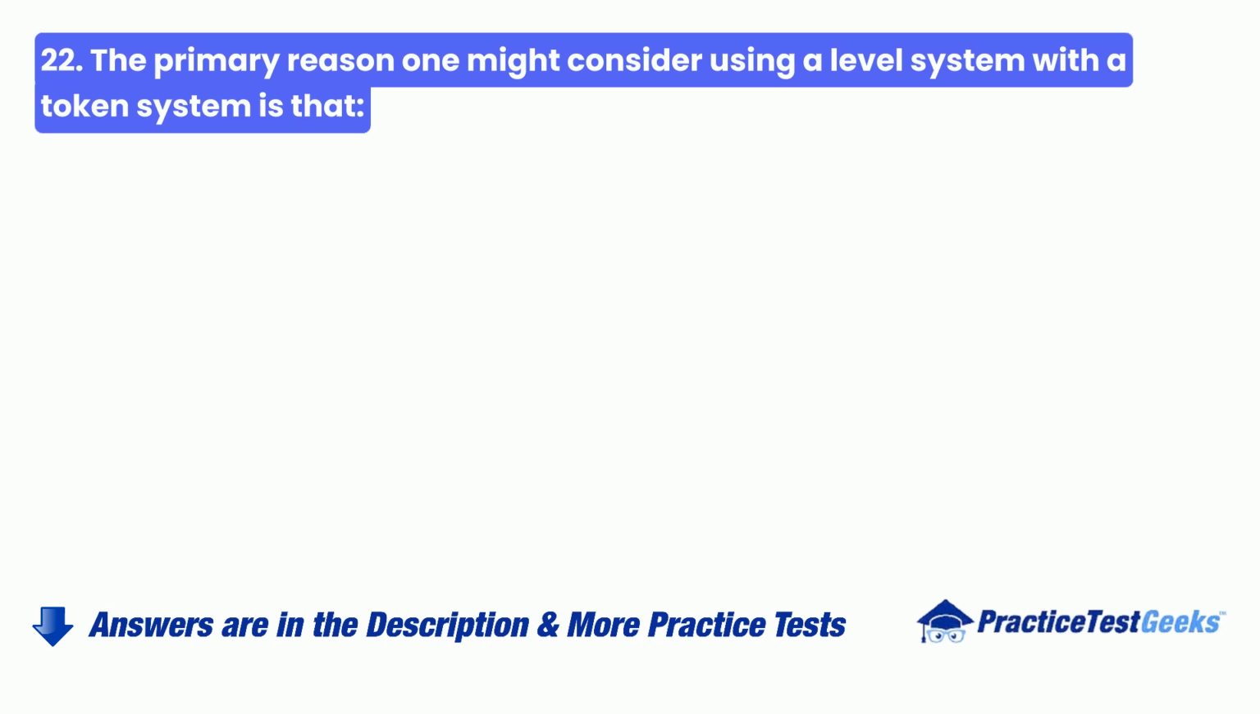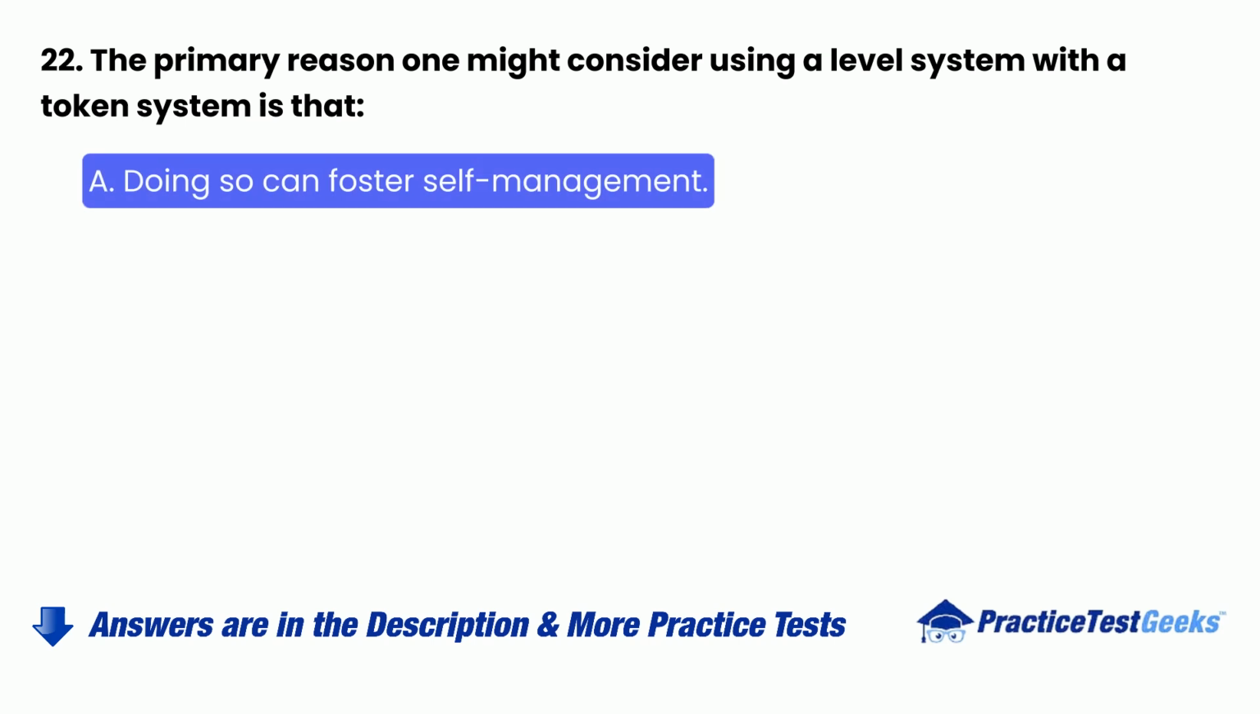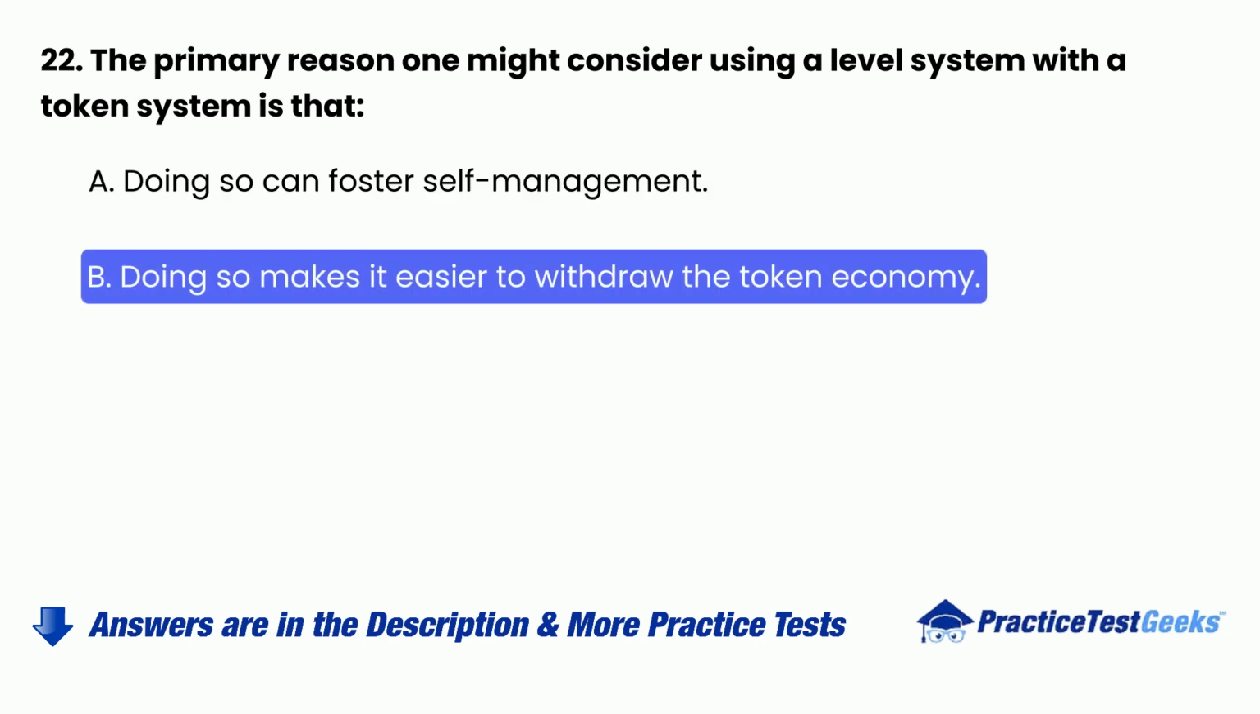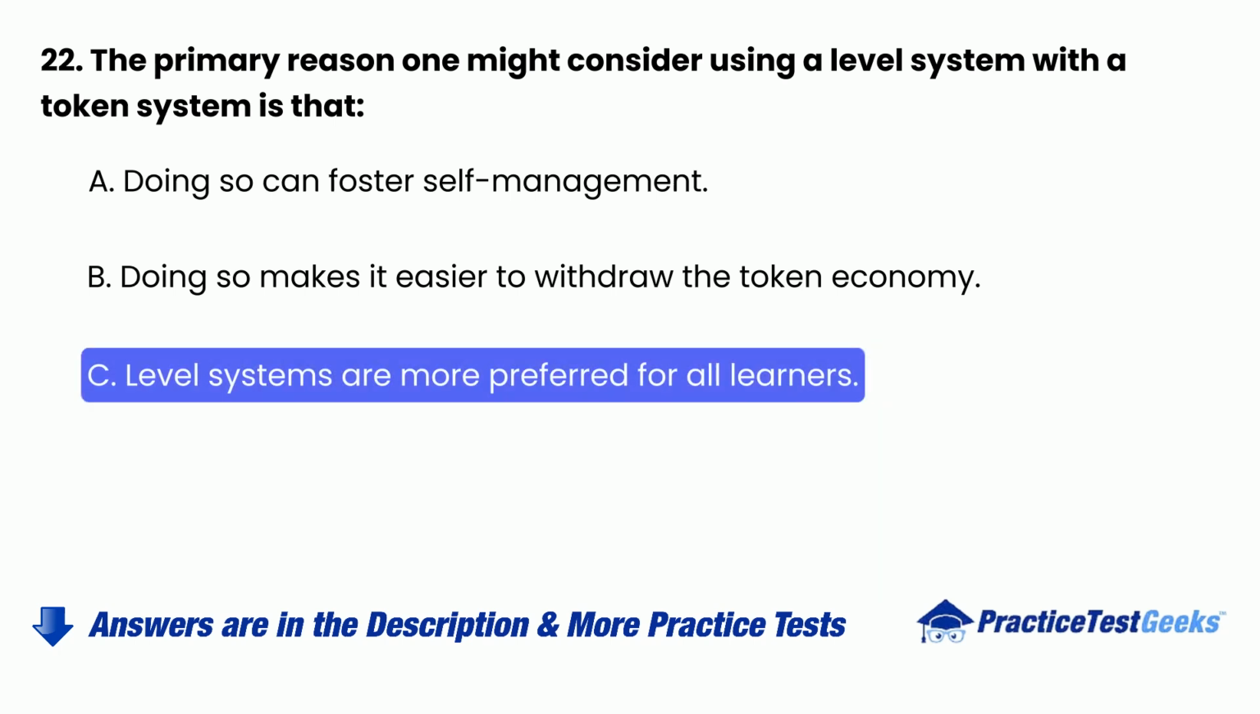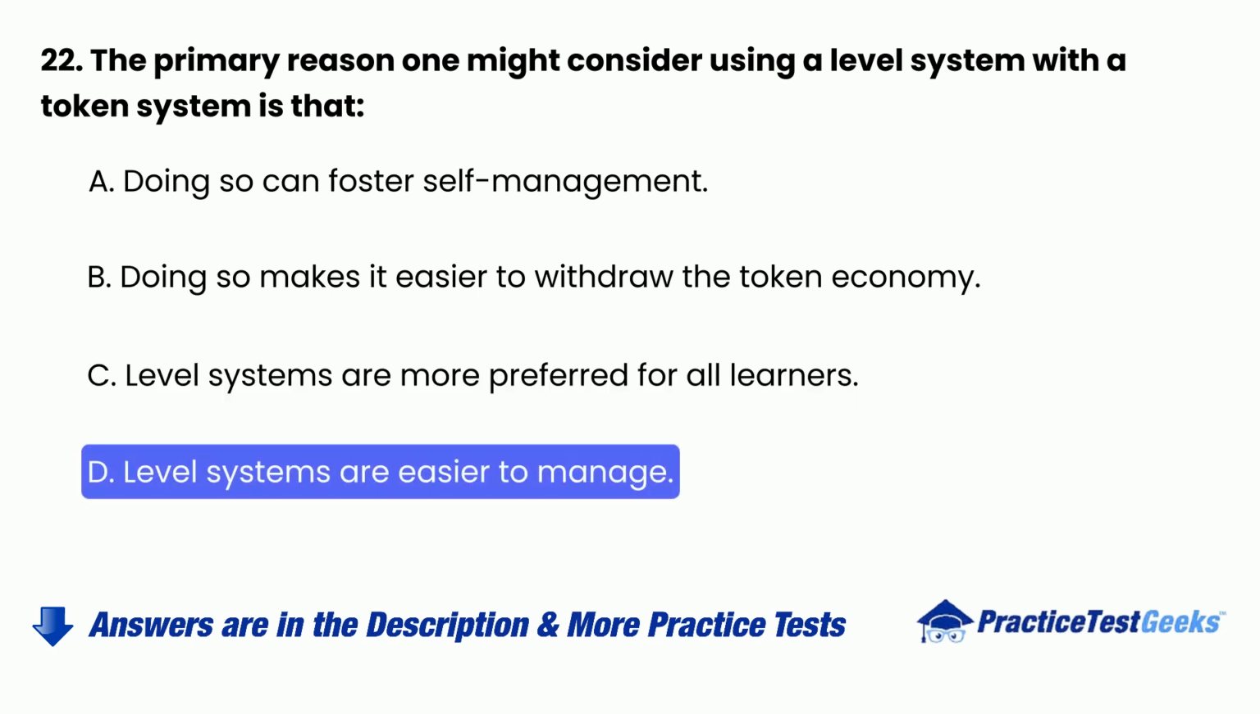(22) The primary reason one might consider using a level system with a token system is that: A. Doing so can foster self-management. B. Doing so makes it easier to withdraw the token economy. C. Level systems are more preferred for all learners. D. Level systems are easier to manage.